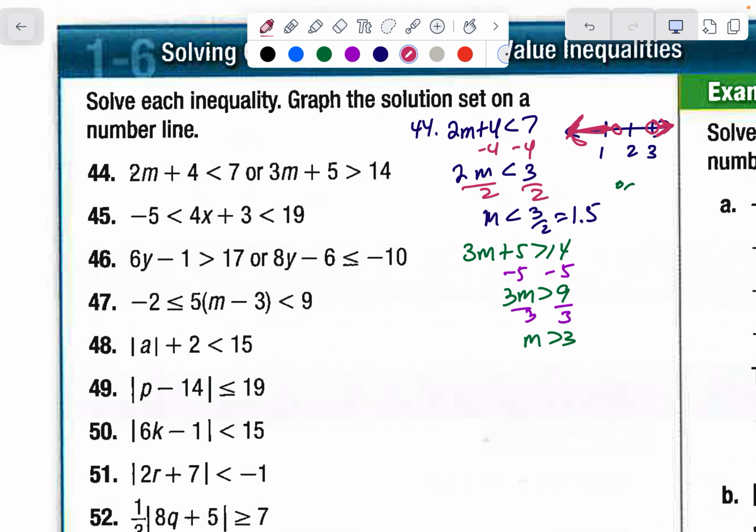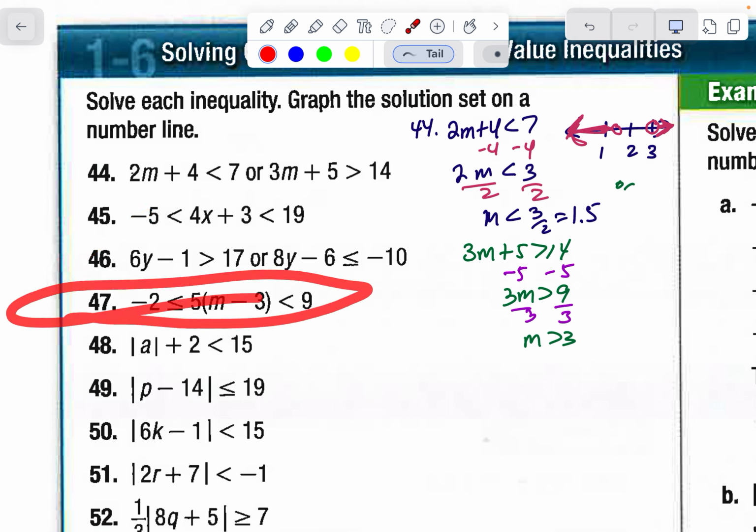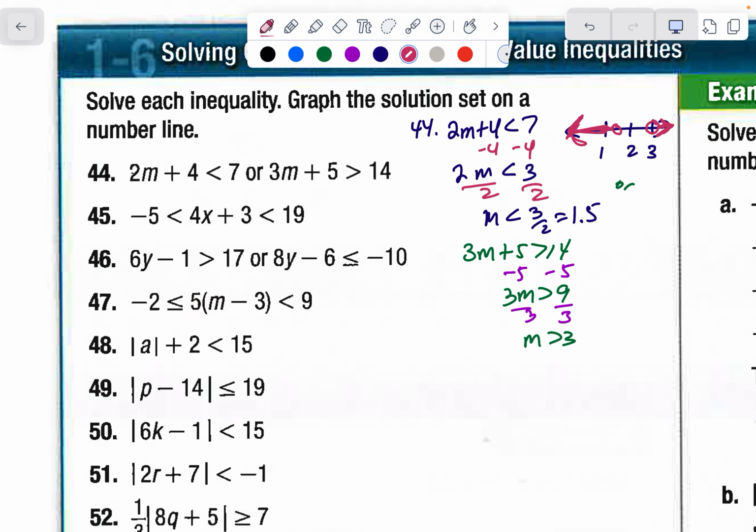So ones like 44 is an or, 46 is an or. Those ones should look like that. So there's 44. Now you kind of know how to proceed with 46. Let's do 47. Now, 45 and 47 are the and ones, so that's the between ones. Let's do 47.